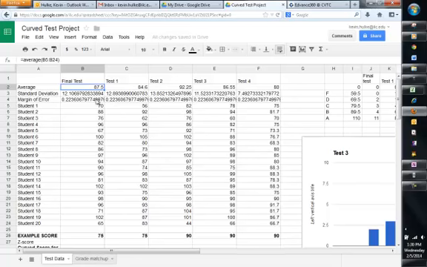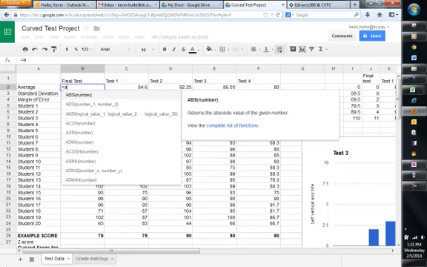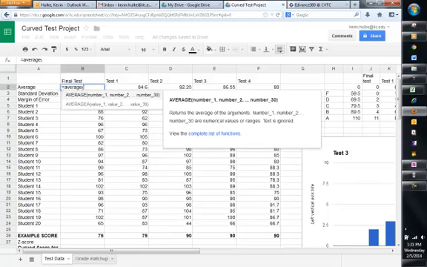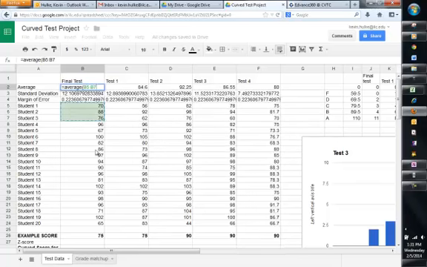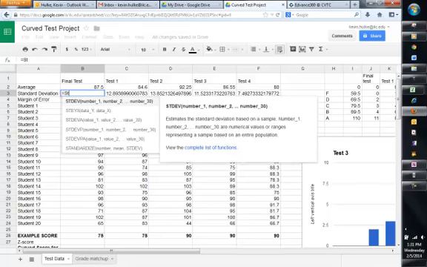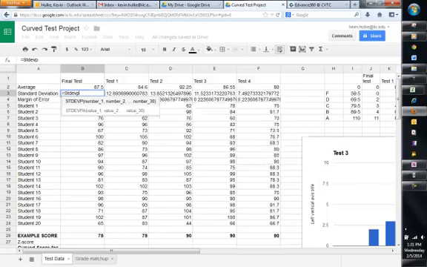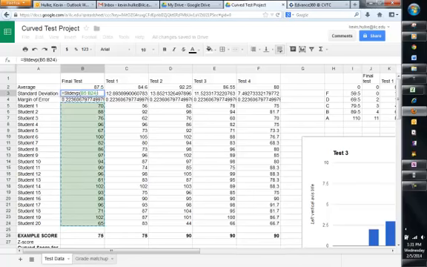I did a calculation of the average for each one of them, and here's how I did it. I typed equals average, and then parentheses, and I just highlighted the cells that there were for that test. Then I did the standard deviation of the population, STDEVP of the population, and I did that calculation. Now I did that for the final test and for each of the other tests.